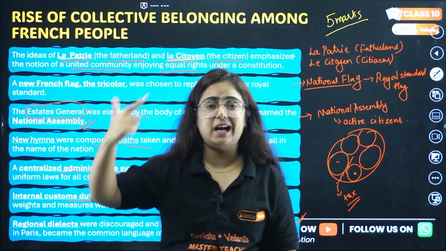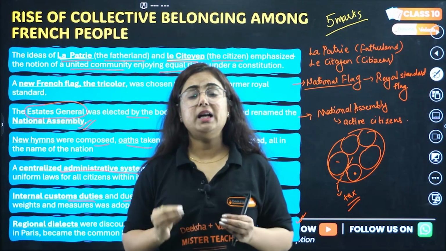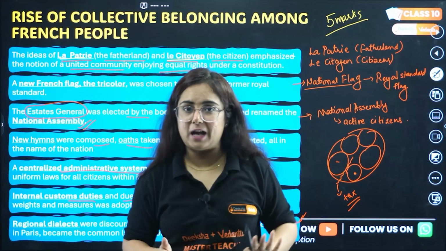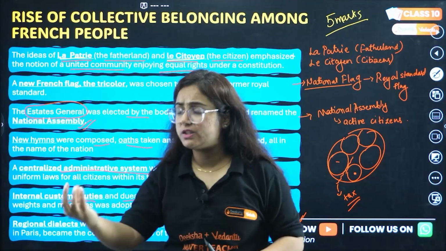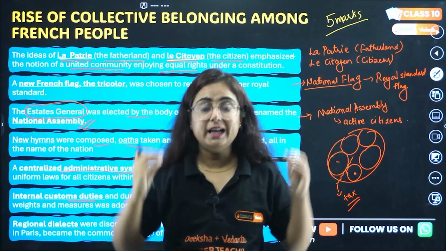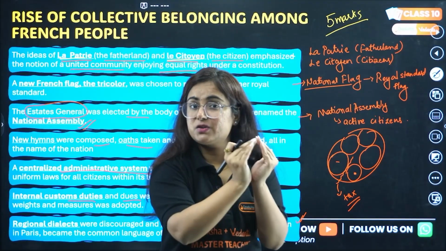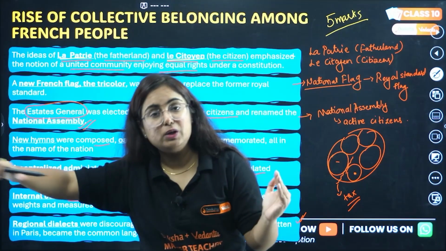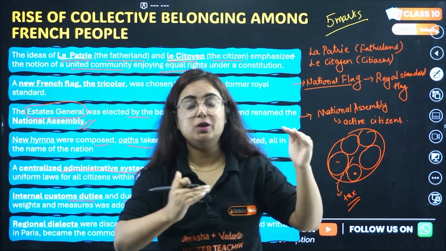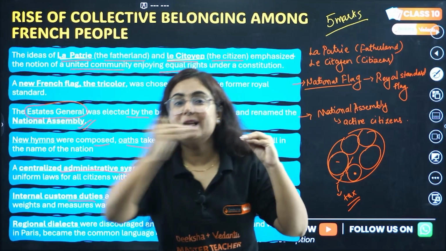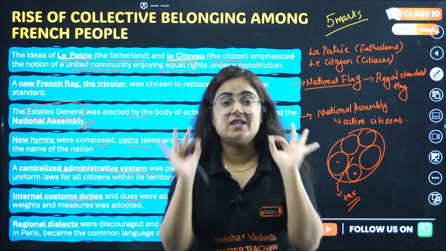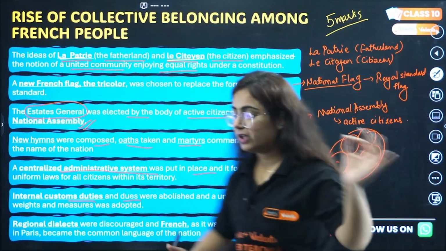The first point was the introduction of ideas like la patrie and les citoyens so that it can bring a feeling of a united community. A flag was made, that was the tricolor, replacing the royal standard flag. New hymns were composed, an oath was taken, martyrs were commemorated. The Estates General was replaced by a body, the National Assembly, elected by active citizens. A centralized administrative system was made. Why? So that there will be equal, uniform laws for all the citizens of the country. Then we abolished internal customs duties and dues. Why? So that we can develop a similar pattern of weights and measures. And then regional dialects were discouraged and French was promoted. These are 7 points, and these are the points which are going to give you 5 marks. Whenever you see this question, you will remember me.